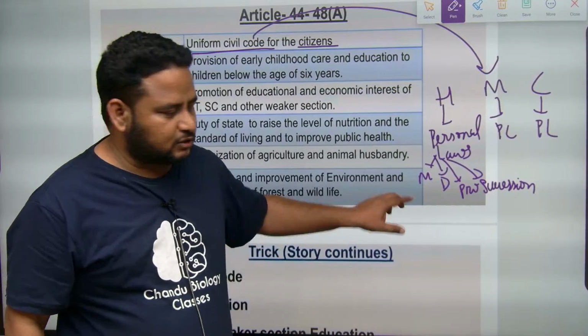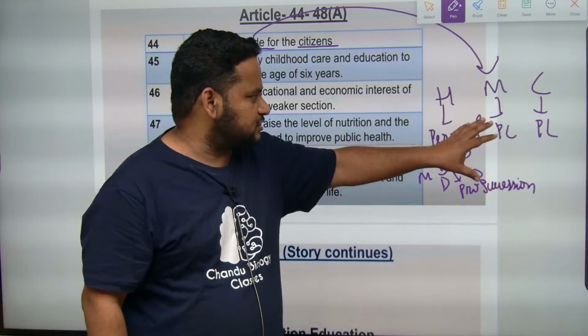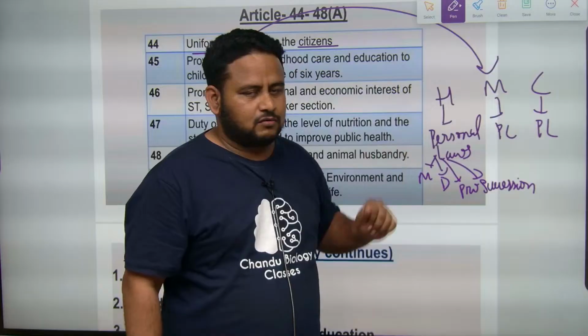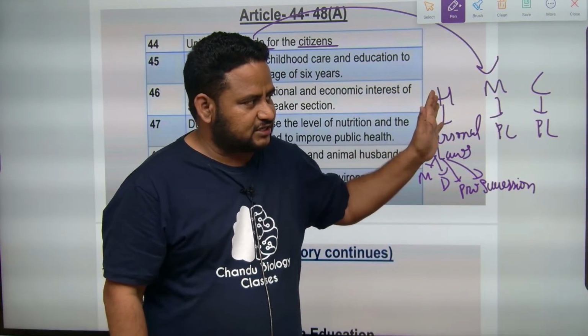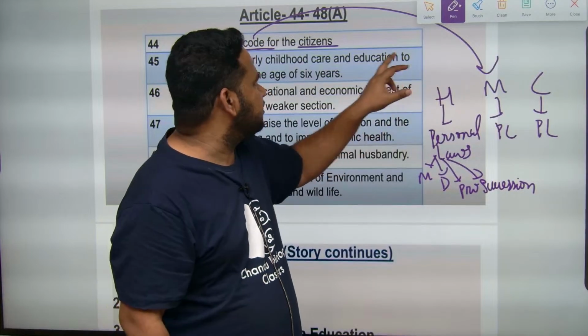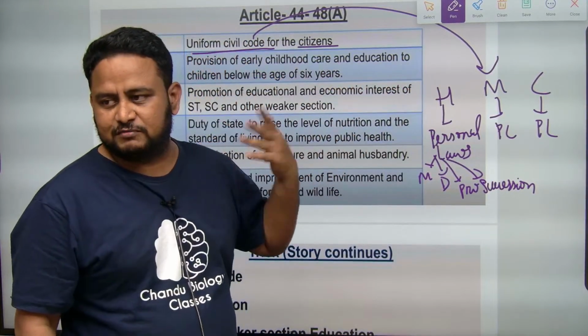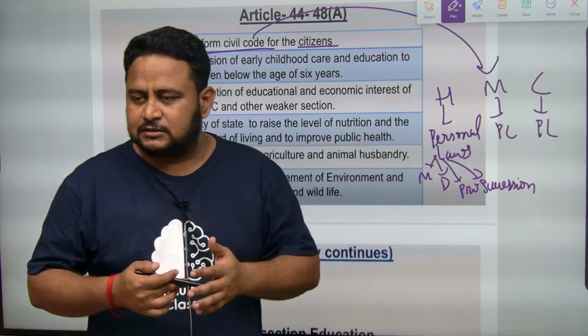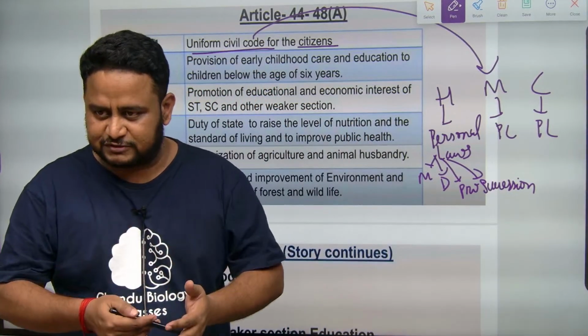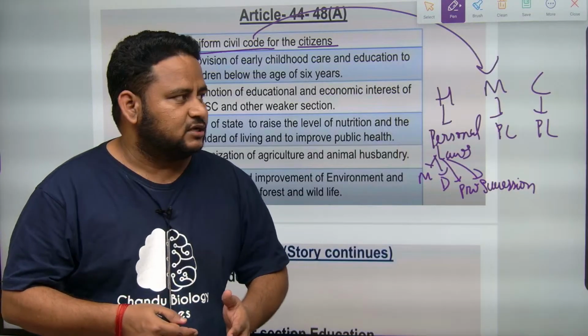Understood? No personal laws for Hindus, no personal laws for Muslims, no personal laws for Christians. Make it a single law by which every religion is governed. That is the meaning of uniform civil code for citizens. There is a lot of debate. There are so many people who are in favor of uniform civil code, and so many people who are against it.